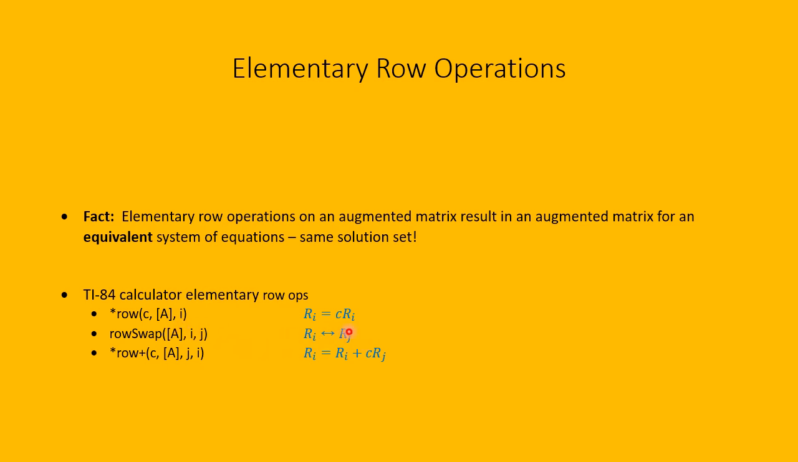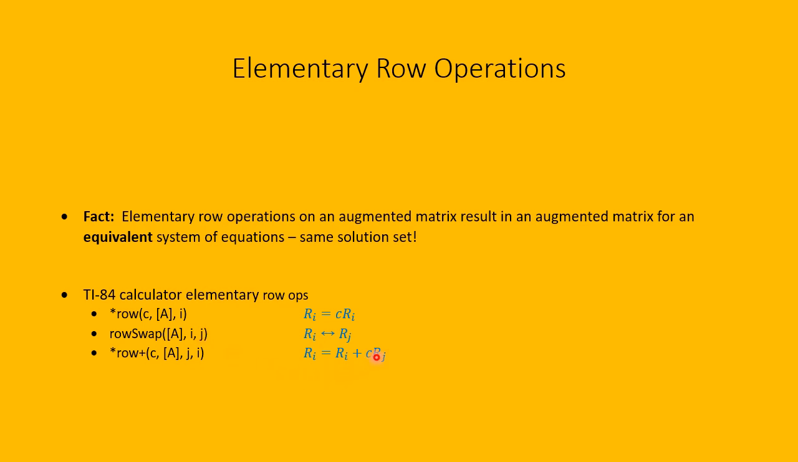Suppose you want to swap rows i and j. There's a built-in function on the TI-84 calculator to do that: rowSwap. First the matrix A, and then the indices i and j.